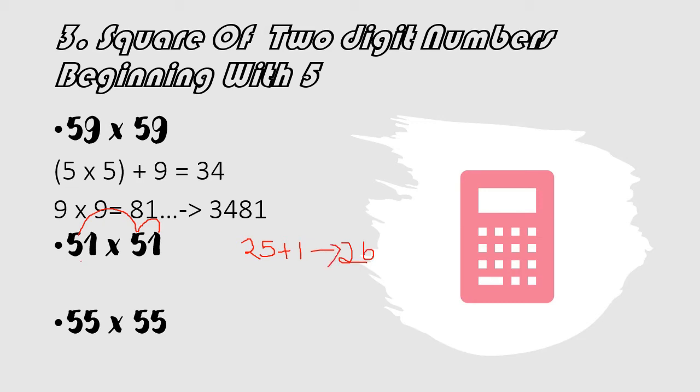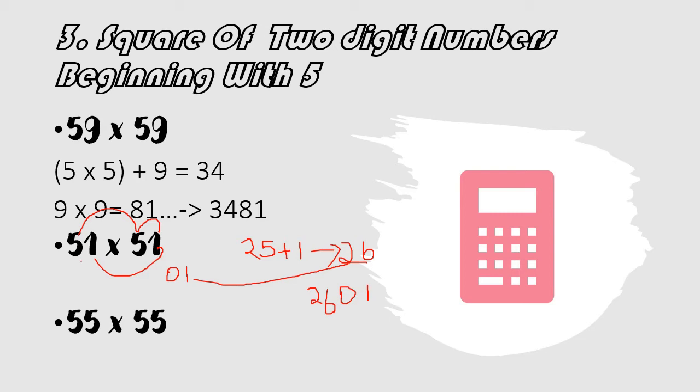The next step, again, is to multiply the last two numbers. 1 into 1 is going to give you 01, remember, not 1. I have discussed this in the previous lecture. If you haven't watched it, then please go through it. Then you just combine these two numbers, and you get 2601. So 2601 is the answer. Let's move on to the third one.